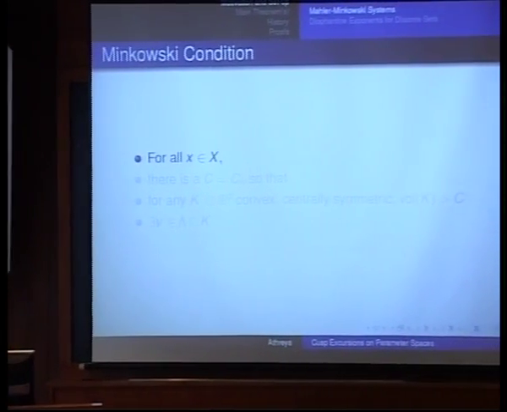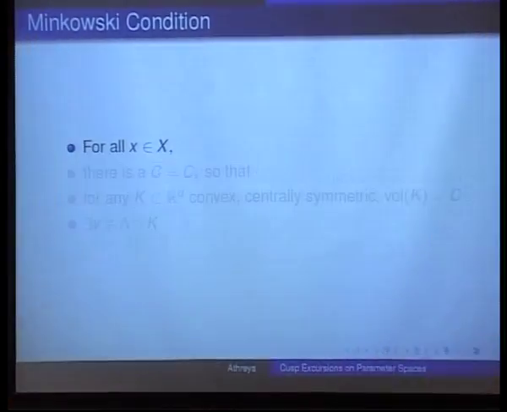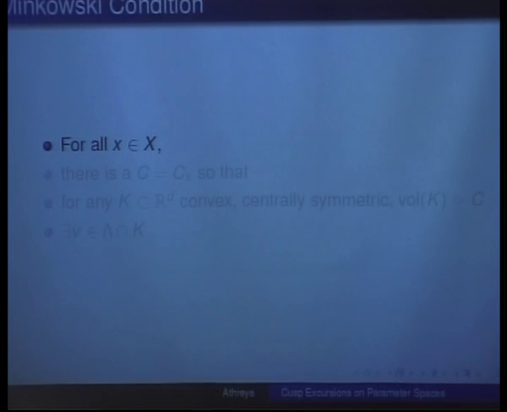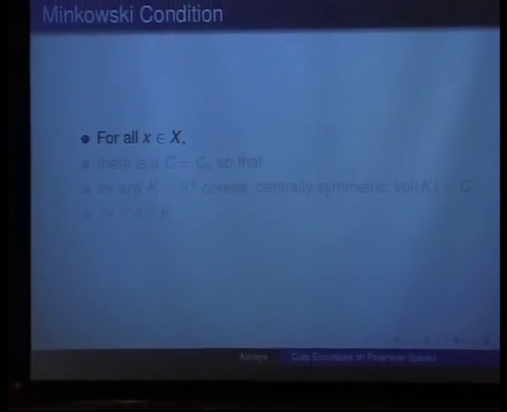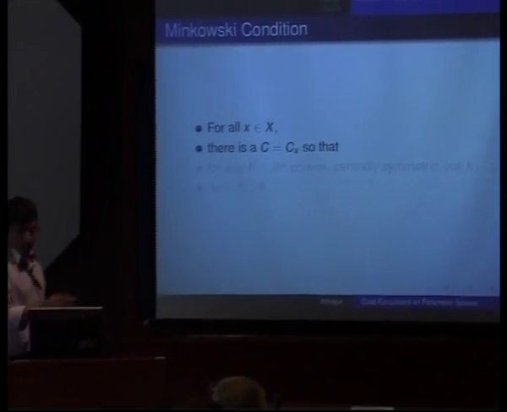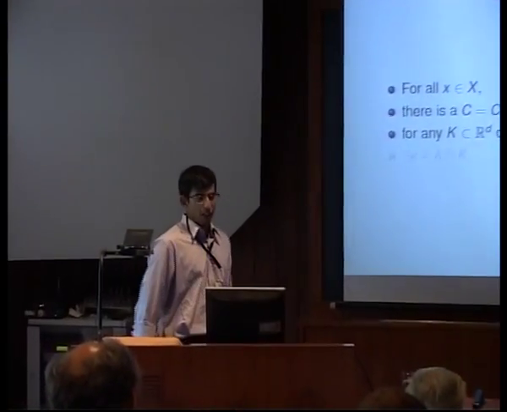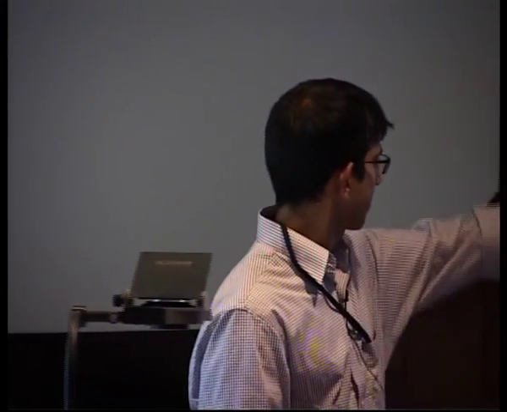And I'm going to impose what's called the Minkowski condition. This is slightly less crucial, but it will be easily satisfied in all our applications, and it's useful for some later applications, so I've just included it. So for all x in X, there's a constant C so that if you take any convex centrally symmetric set in R^d of volume at least C, then your discrete set, Lambda sub x, has a vector in this set.